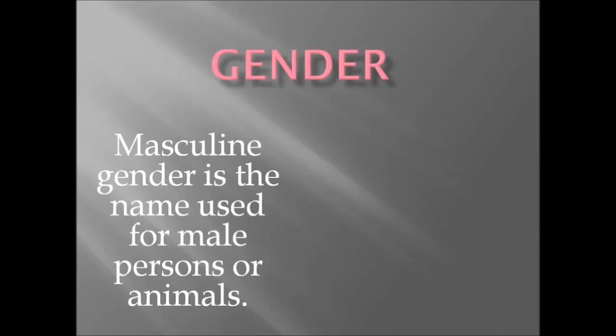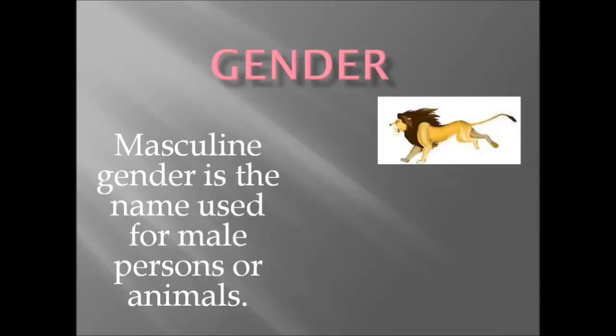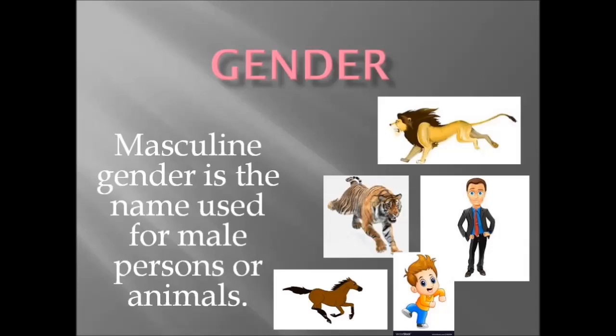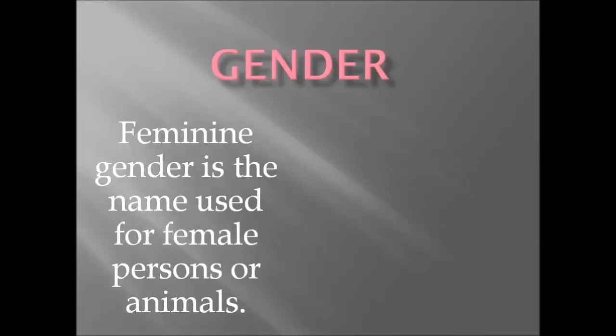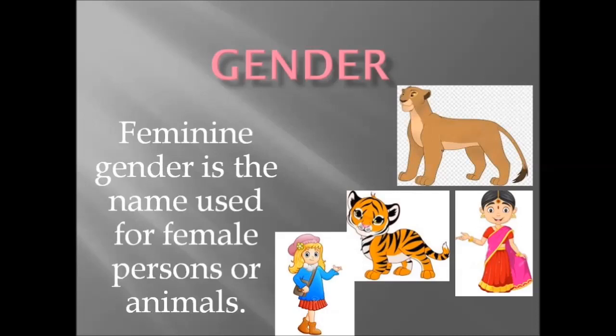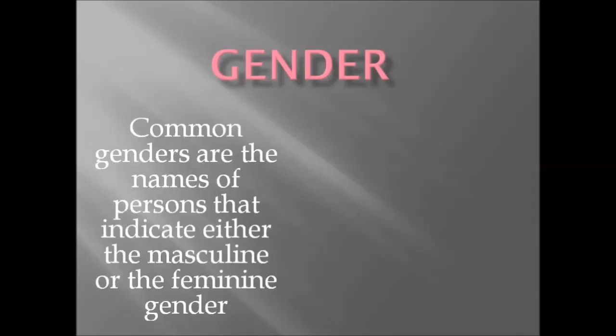First of all, we will see what masculine gender is. Masculine gender is the name used for male persons or animals. For example, lion, man, tiger, boy, horse, etc. Feminine gender is the name used for female persons or animals. For example, lioness, woman, tigress, girl, mare, etc.